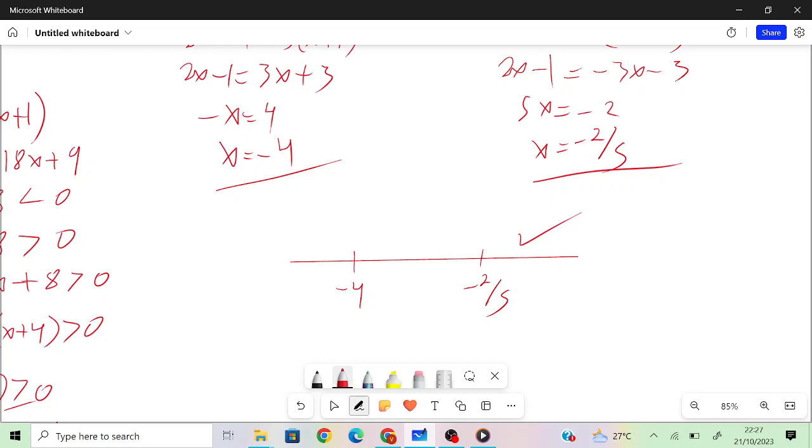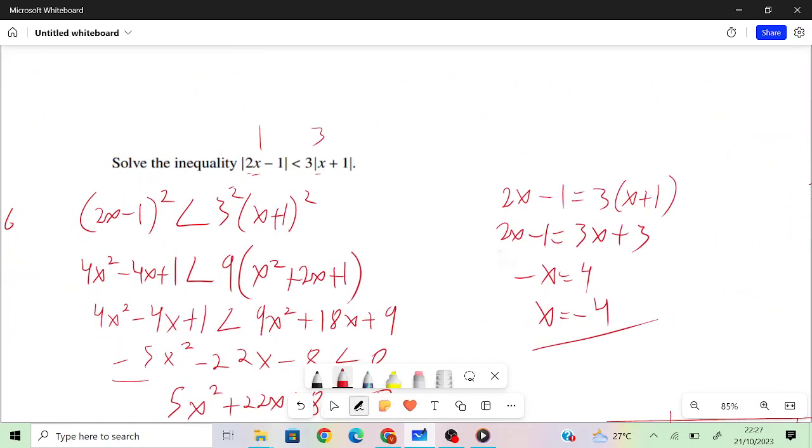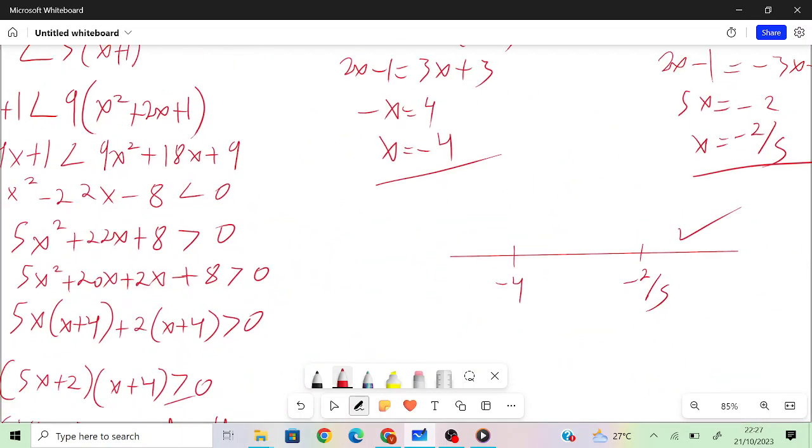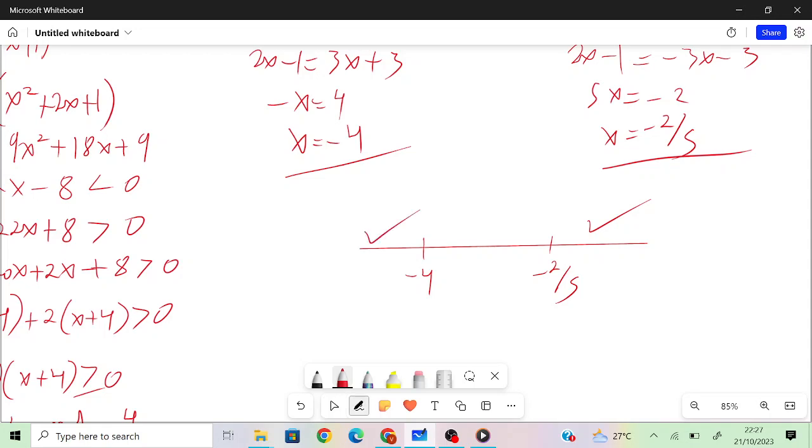Let's take a value less than minus 4. Let's take minus 5. So I put minus 5 here, I have 2 times minus 5, which is minus 10, minus 1 is minus 11, turns into positive 11. Minus 5 plus 1, that's minus 4 turns into positive 4 times 3 is 12. And is 11 less than 12? Yes, it is. So this one also suffices the equation.